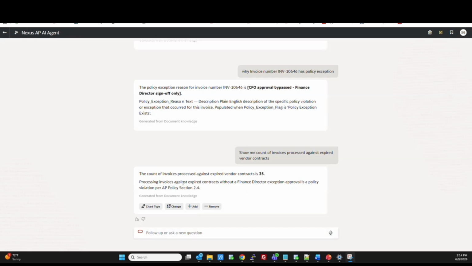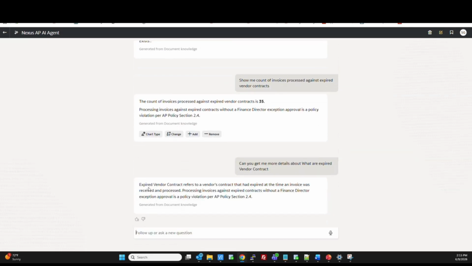Processing invoices against an expired contract without a financial director exception approval is a policy violation. So, as you can see, the first line has come from the dataset, and the second line has come from our policy document as well as the supplemental rules. Now, I want to know more detail about what the expired vendor contracts are. As you see, the agent very smartly analyzed the question and dug into the policy documentation, and it says expired vendor contracts refer to vendor contracts that have expired at the time invoices were received and processed.